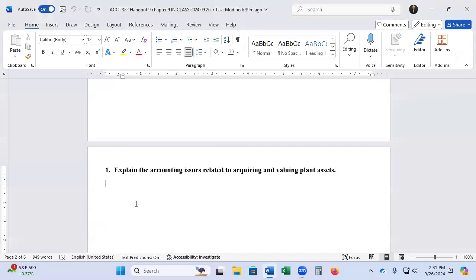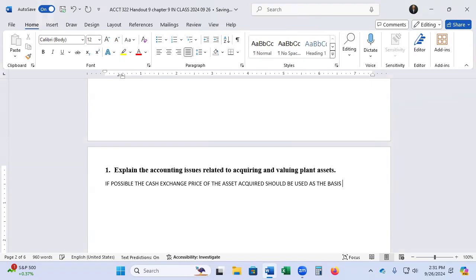So one of the things is, if possible, the cash exchange price of the asset acquired should be used as the basis for recording the asset and measuring interest.